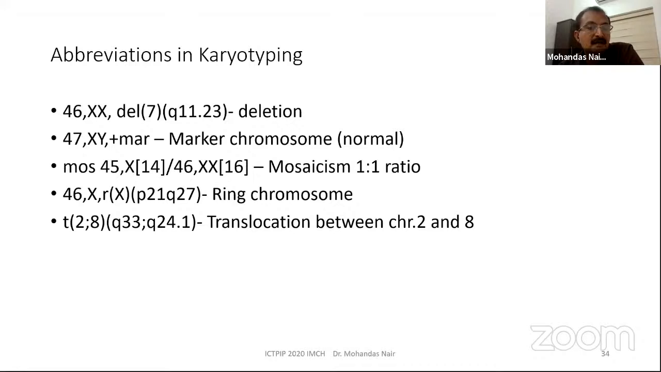And the last one, T means translocation, 2 and 8, between the second and 8th chromosome. Q33 is in the second chromosome and Q24.1 in the 8th chromosome. So distal to Q33 from the second chromosome, that part has gone to the 8th chromosome, and the part distal to 24.1 from the 8th chromosome has come to the second chromosome. So this is a chromosome 2-8 translocation.